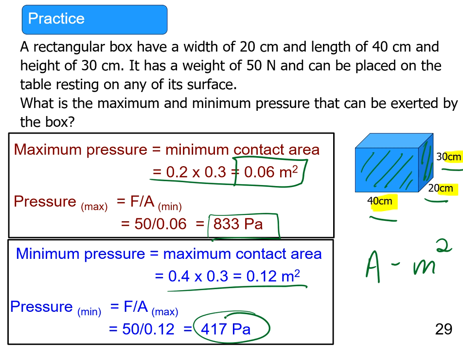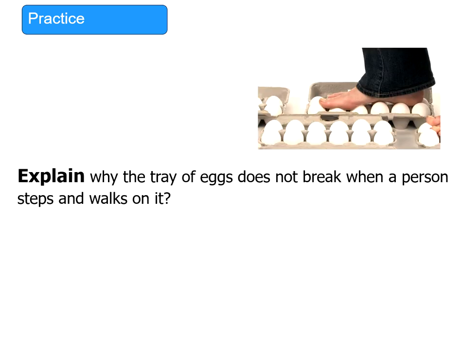So you notice from this question that we are talking about the same box over here, but depending on how you orientate the box to rest on the ground, depending on the area that is touching the ground, the pressure that's exerted is different. Now let's look at the last question. There are some people walking on eggs, and you're asked to explain why the eggs do not break.